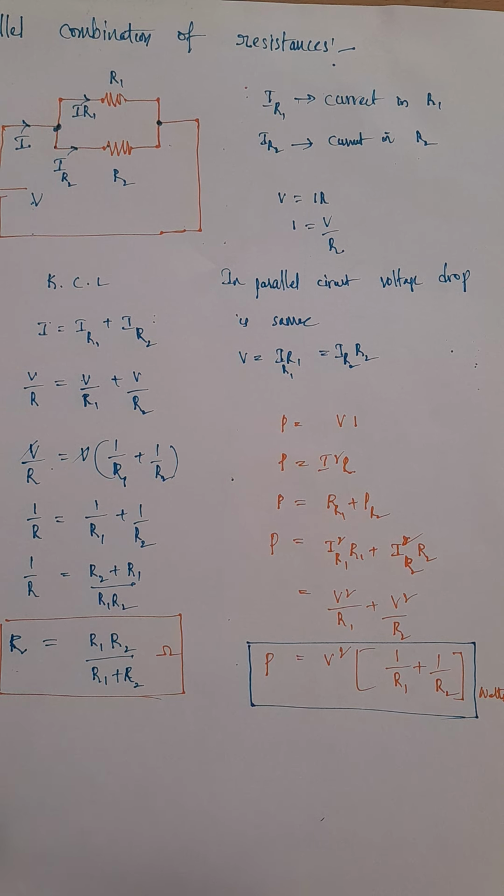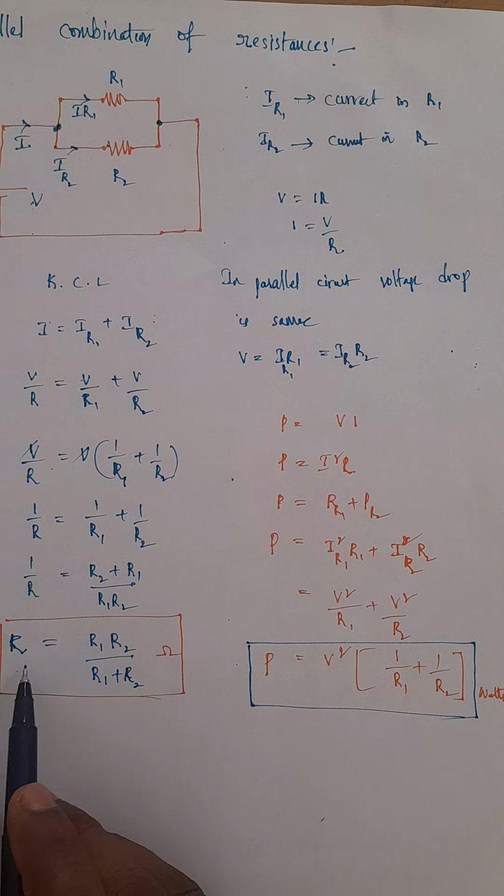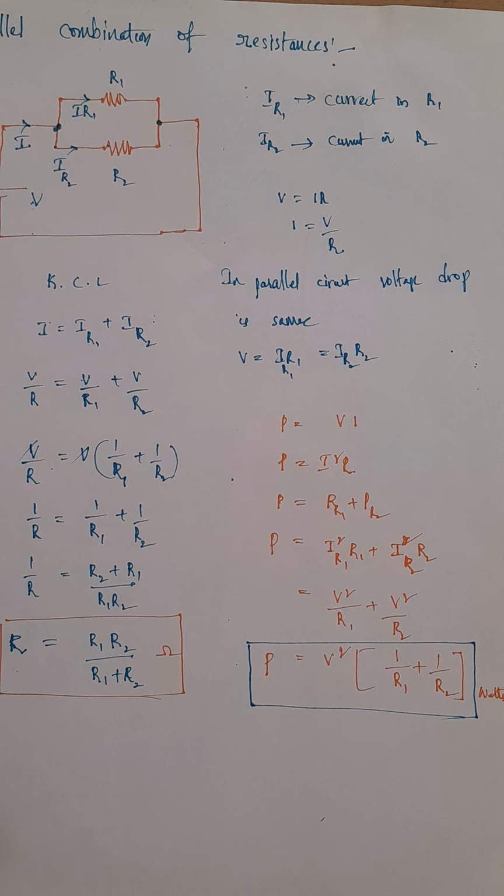So if resistances are connected in parallel and we want to find the equivalent resistance, what is the formula? That is nothing but R is equal to R1 R2 by R1 plus R2.